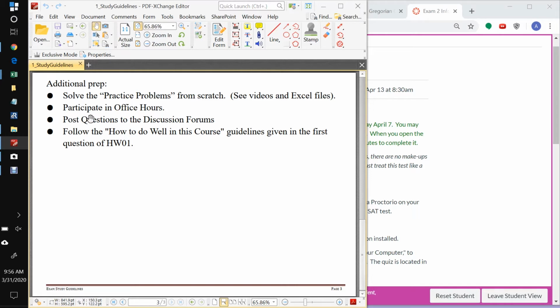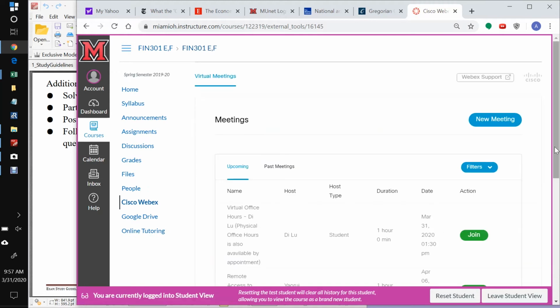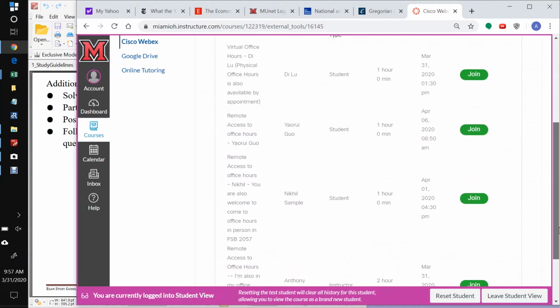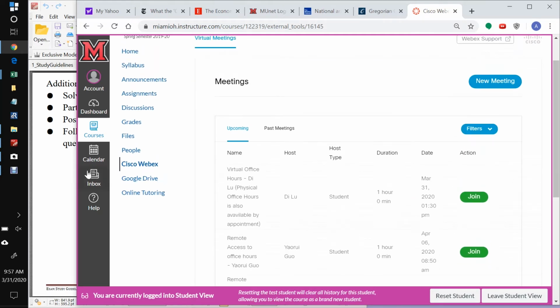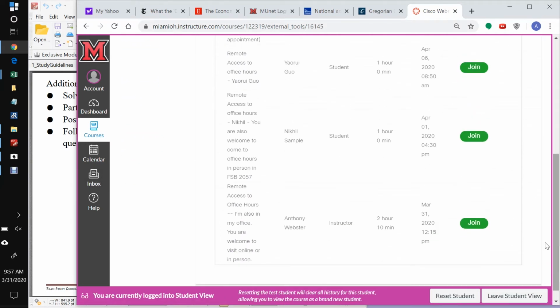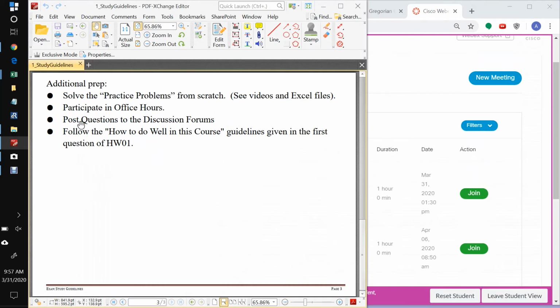Also, you're always welcome and encouraged to participate in office hours. We have office hours now via WebEx, so you just go to Cisco WebEx and you can see the office hours that are coming up, mine as well as the TAs, and you're welcome to join any of those. Heads up that Nikhil is otherwise occupied, so he is not holding office hours, and we've been unable to take his notification down yet. So please ignore Nikhil's office hours, but Yuri, D, and I are all happy to have you.